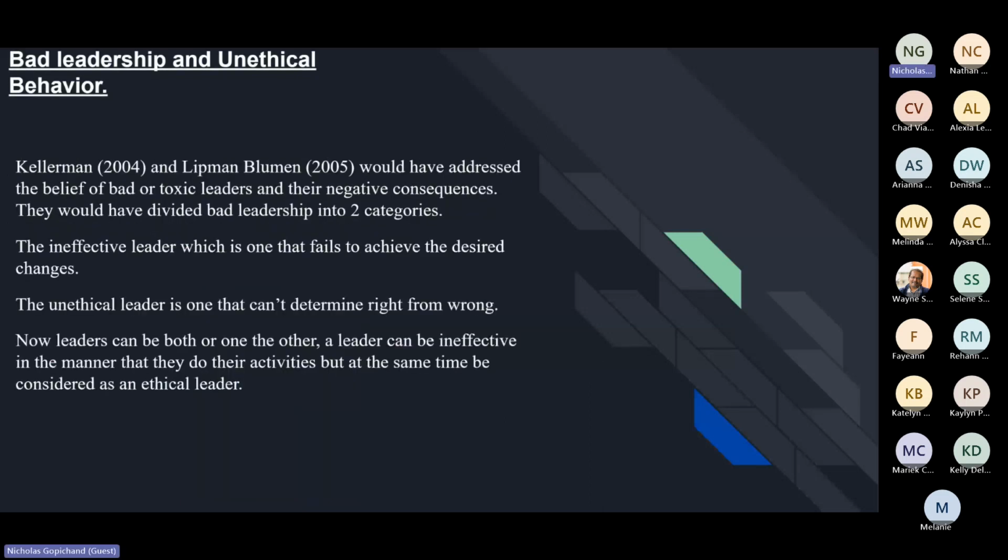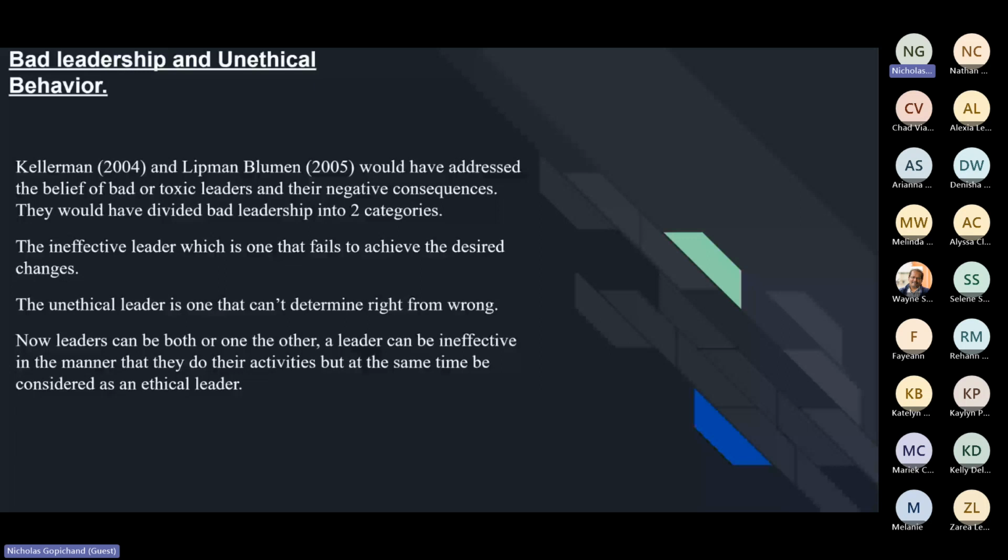We have Kellerman 2004 and Lipman-Blumen 2005, who addressed the beliefs about bad or toxic leadership and their negative consequences. Here they provide us with two categories of bad leadership: the ineffective leader, which is the one that fails to achieve the organizational goals, and the unethical leader, which is the one that fails to determine right from wrong.